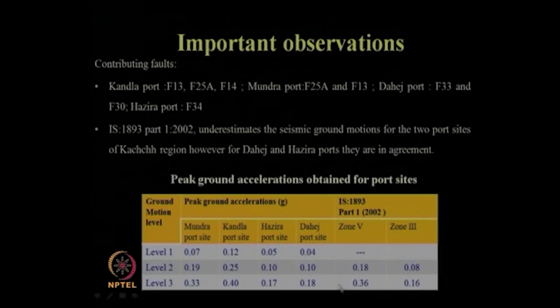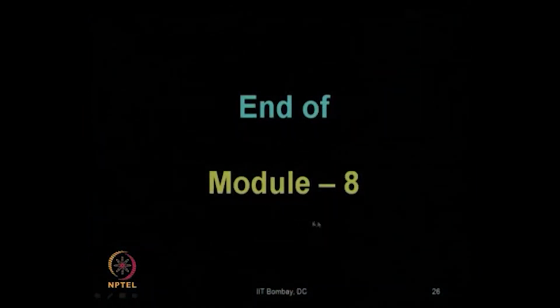design, because the IS code gives a generalized value which may not be correct or may not match at a particular location, if there is a soft soil site or some not so good soil with respect to foundation, in terms of earthquake engineering. So, with that, in the previous lecture itself we completed our module 8. So, in today's lecture we will start with our next module, which is module 9.